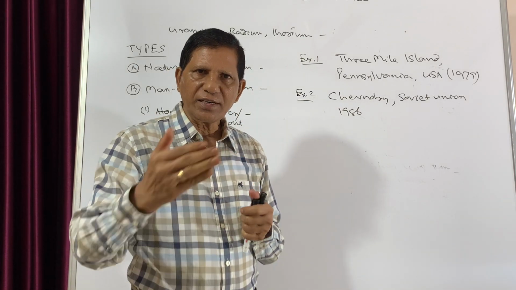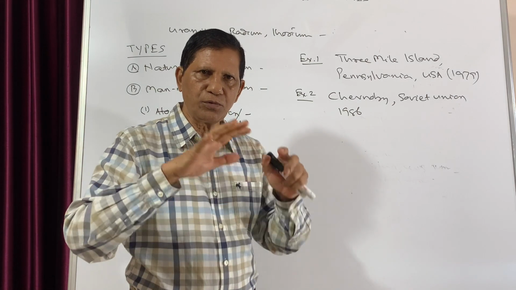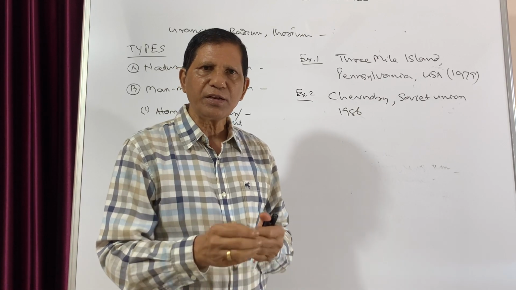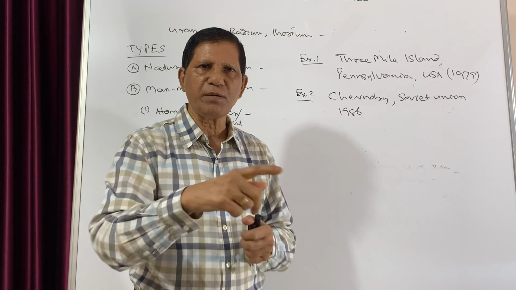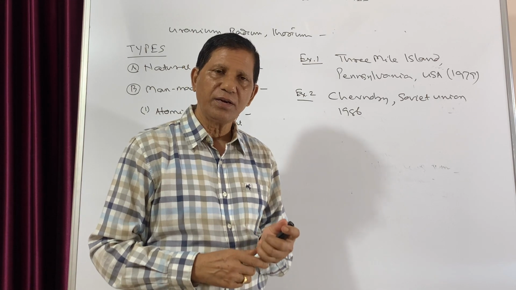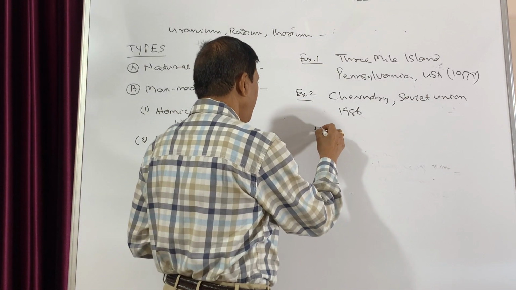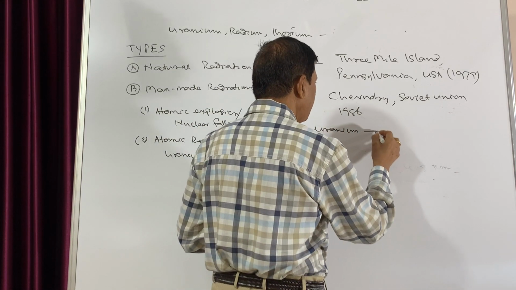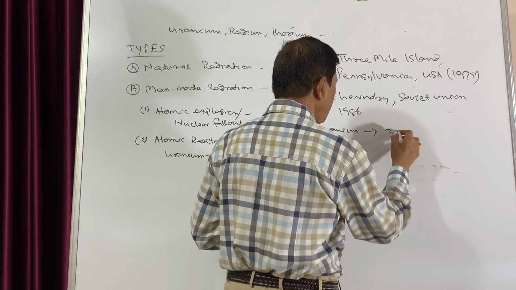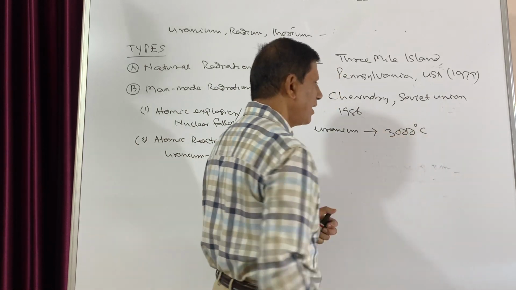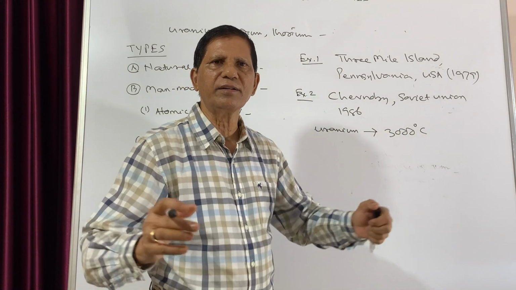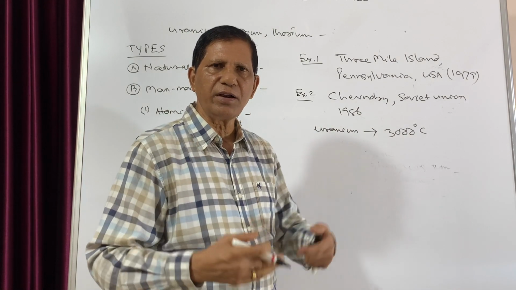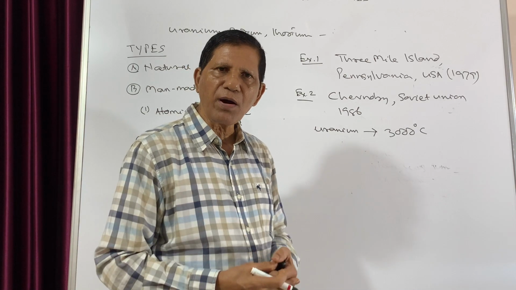The water system, which is given to cool the atomic reactors, had some defect in that system of supplying. As a result, the uranium which was present, its temperature increased to 3000 degrees centigrade, and the uranium started melting. And a lot of radiations, the radioactive radiations, came out.